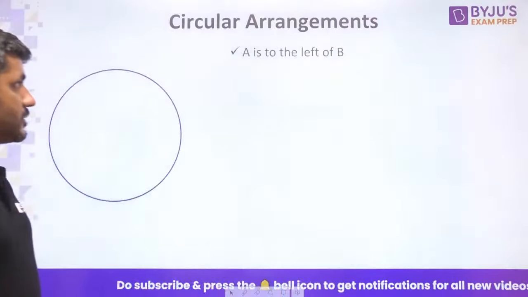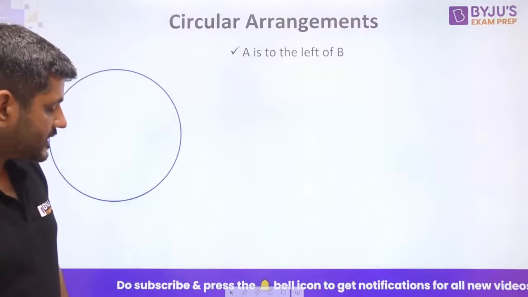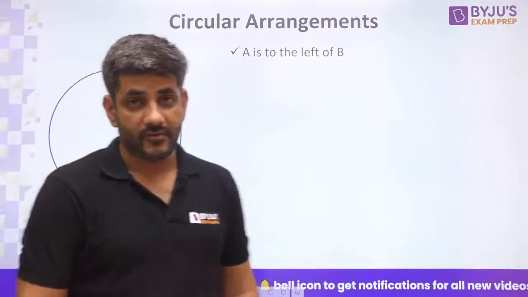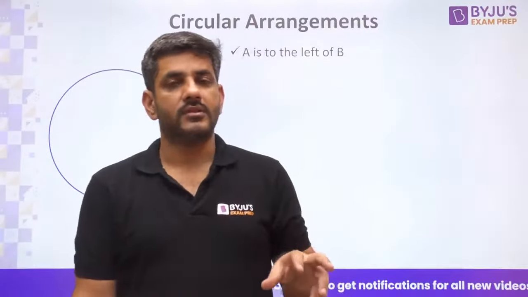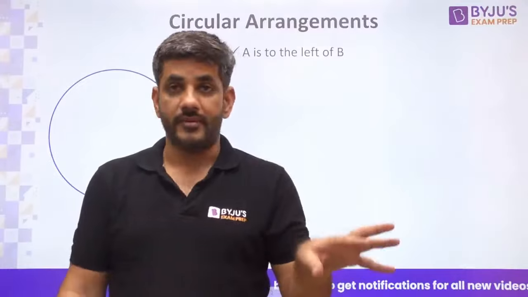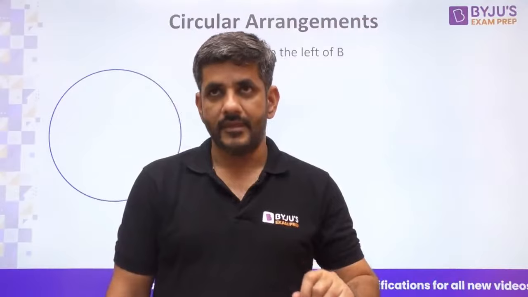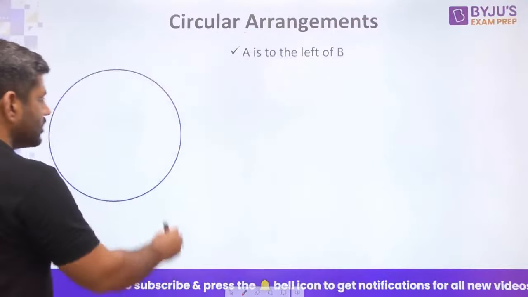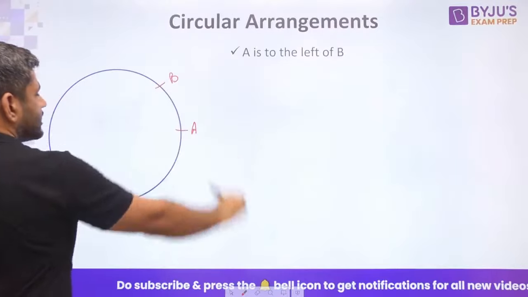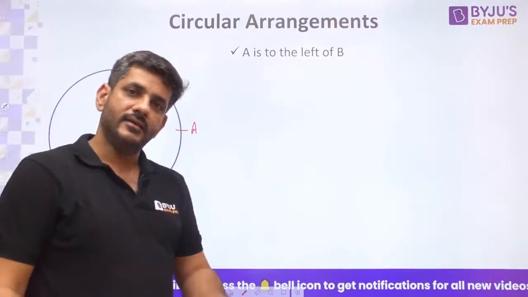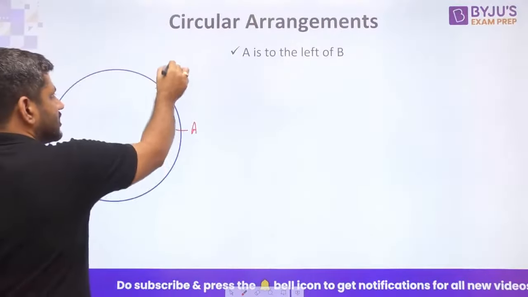Okay, let us start with the first one. When I say A is to the left of B, what does that mean? In linear arrangement, we discussed that when we say A is to the left of B, it is different from A is to the immediate left of B. Whereas, in case of a circular arrangement, let us say A is here, let us say B is here. Can I say A is to the left of B? Yes. Because there is an assumption that people would be facing towards the center of the circle.